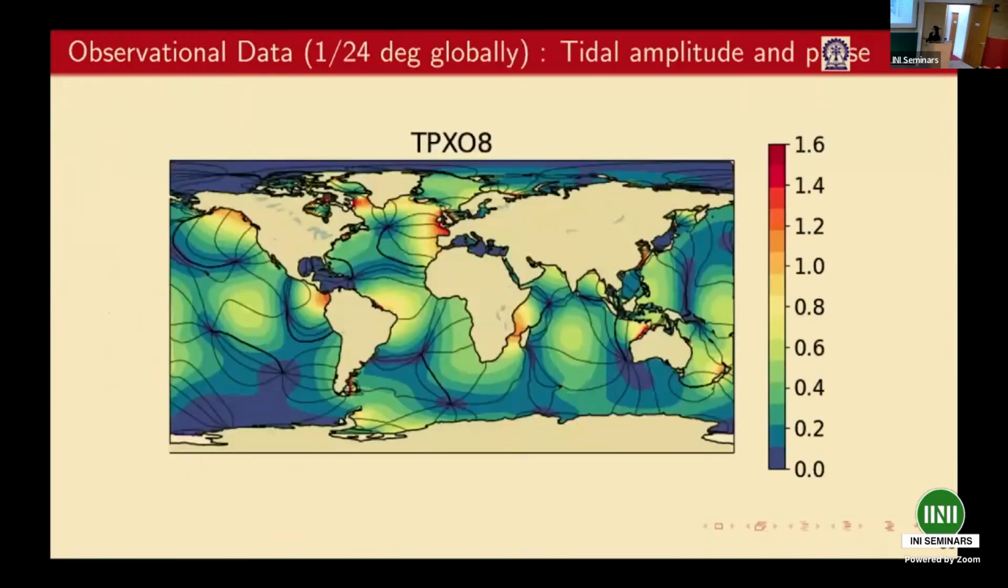This is our TPXO8 data that we obtained. This is the reanalysis of the satellite data. It has 1 by 24 degree resolution globally. These lines are the tidal amplitudes and phases. The lines denote the phase contours, and the colors are the tidal amplitudes in meters.